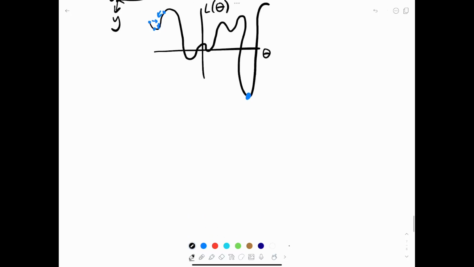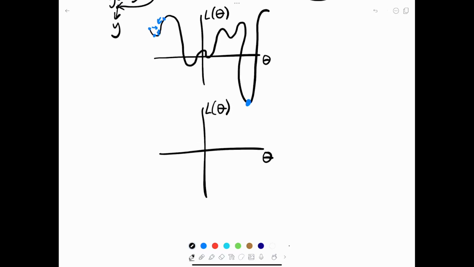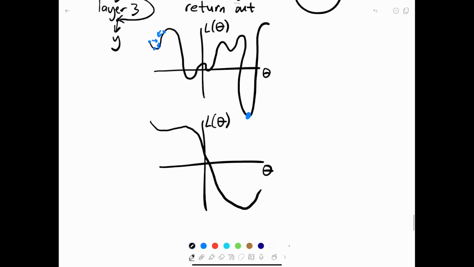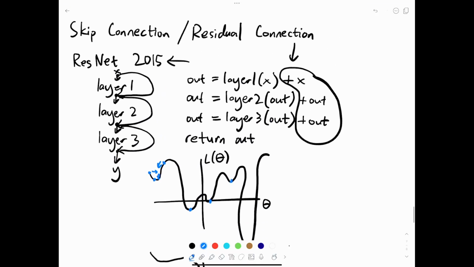So what residual connections do is they smooth the loss function. After residual connections, the loss function looks something more like this. Or like this. So this is inexact, but the idea is that there are fewer local minima to be trapped in if you use residual connections. So this works really well empirically.